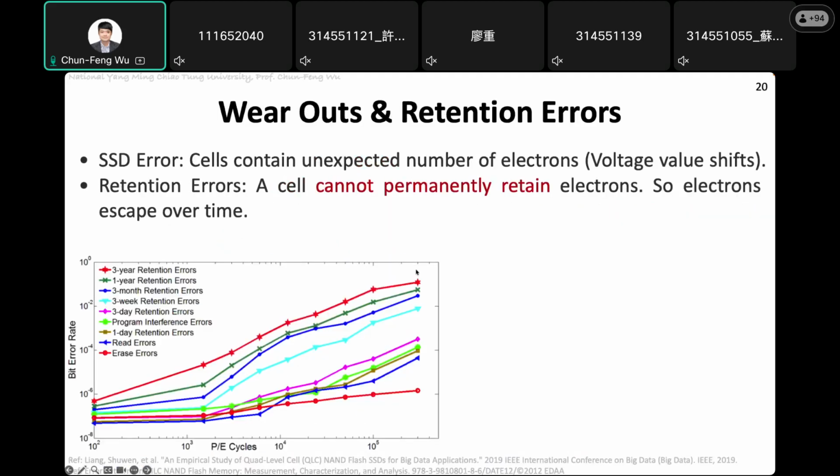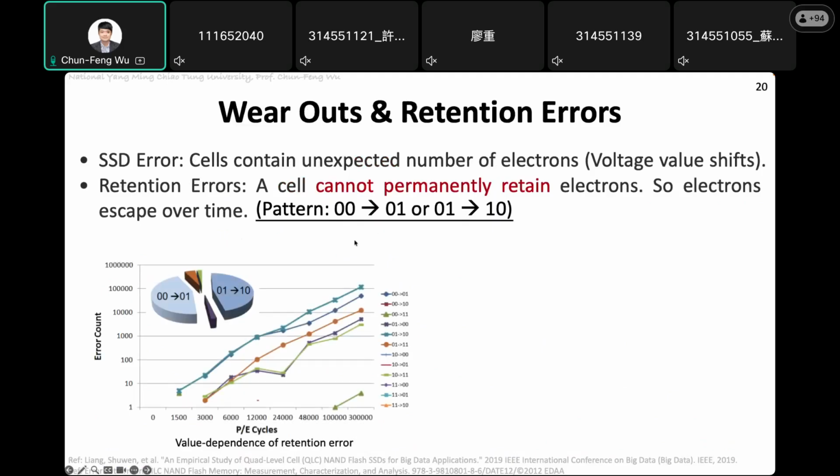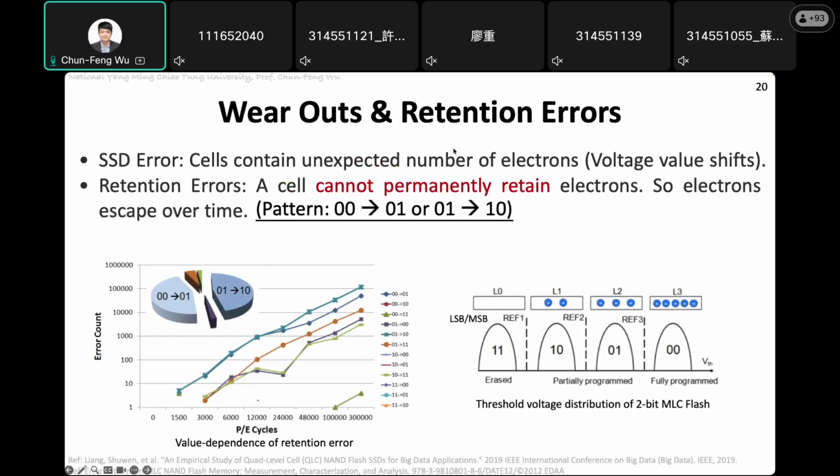So if we look at the pattern of the retention errors, actually most of them are between the state changes from 00 to 01 or 01 to 10. Why is it 00 to 01 and 01 to 10? Because you can look at this. This is a 2-bit MLC, so there's 11, 10, 01, and 00.